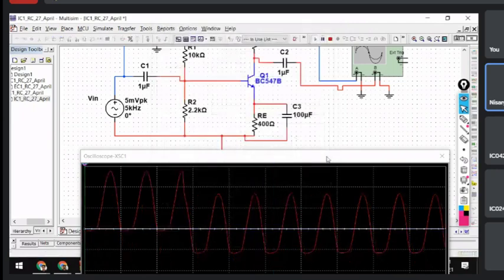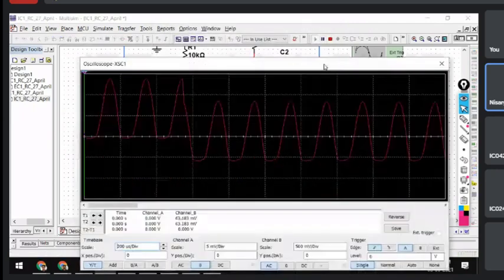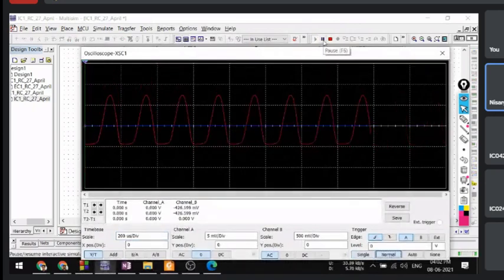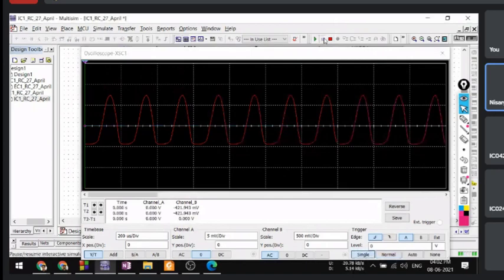Run it. What are we getting? We are getting this kind of waveform, which is highly distorted. Obviously, student, this is distorted. Unequal positive and negative, and the negative cycle is also clipped. Now, this is what.